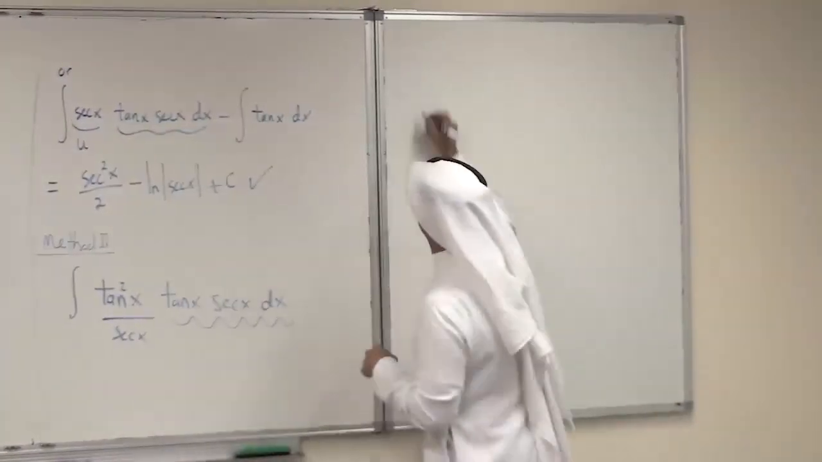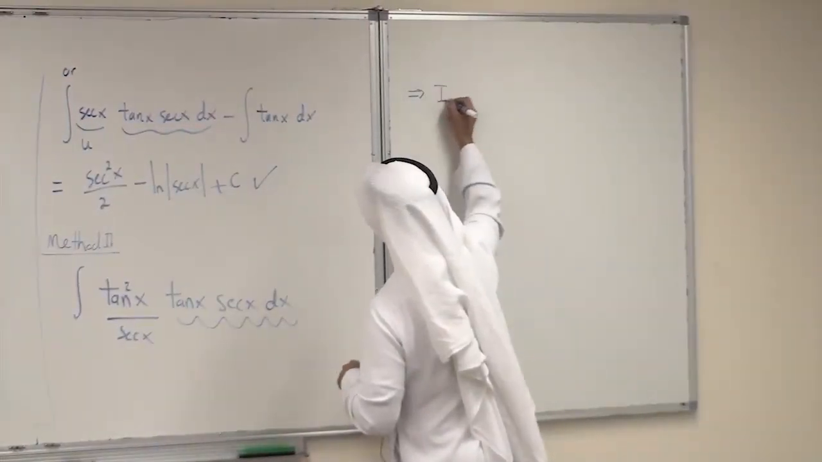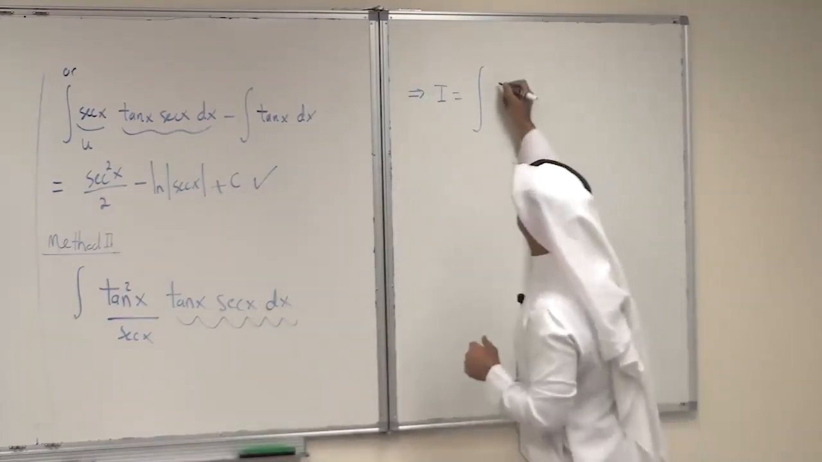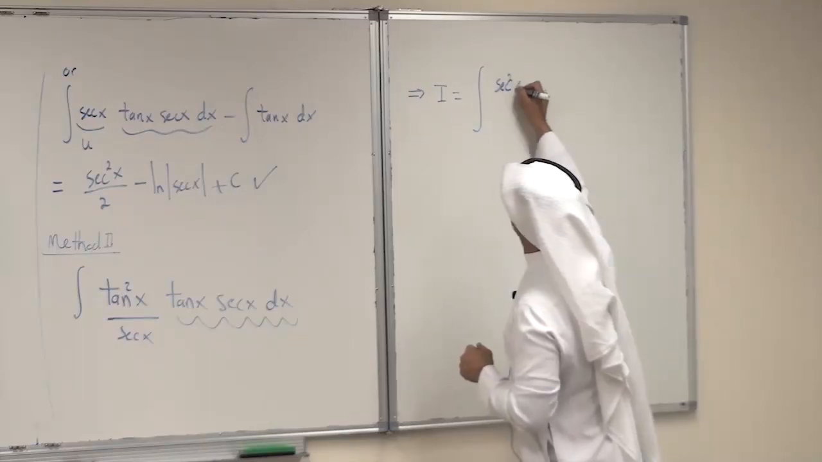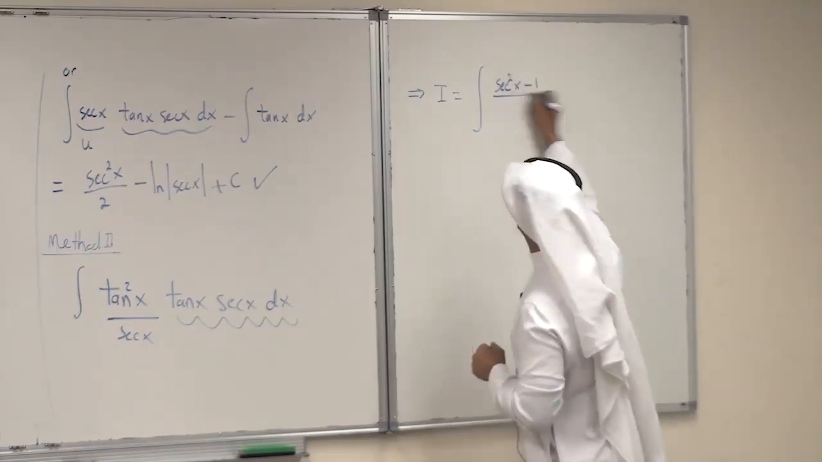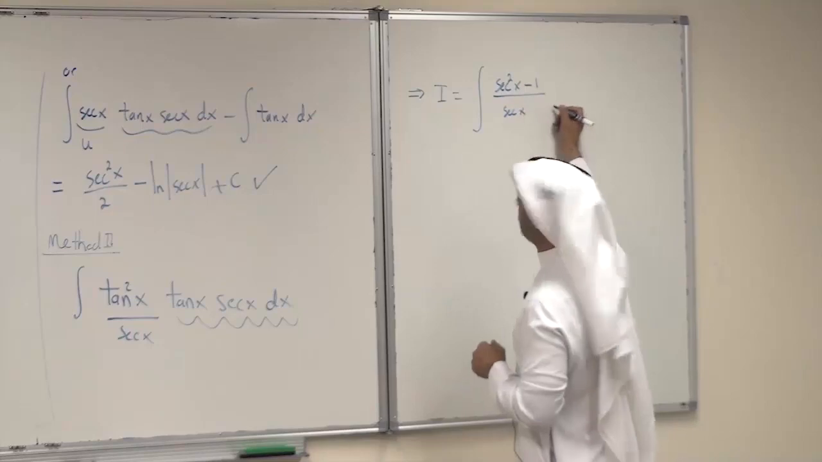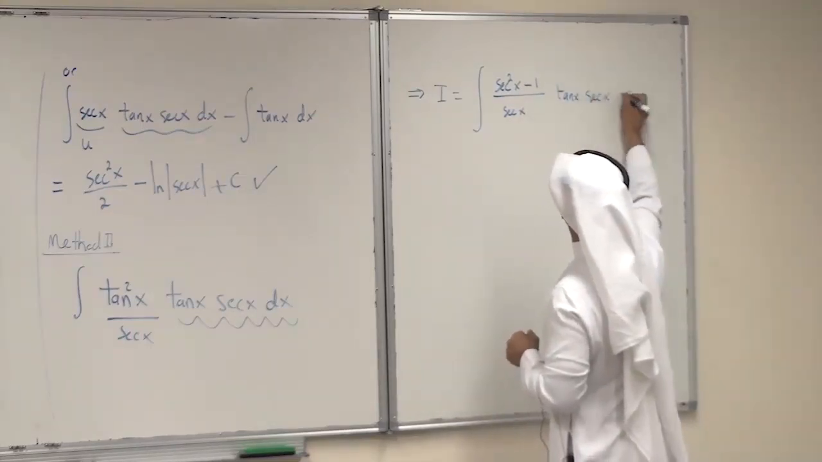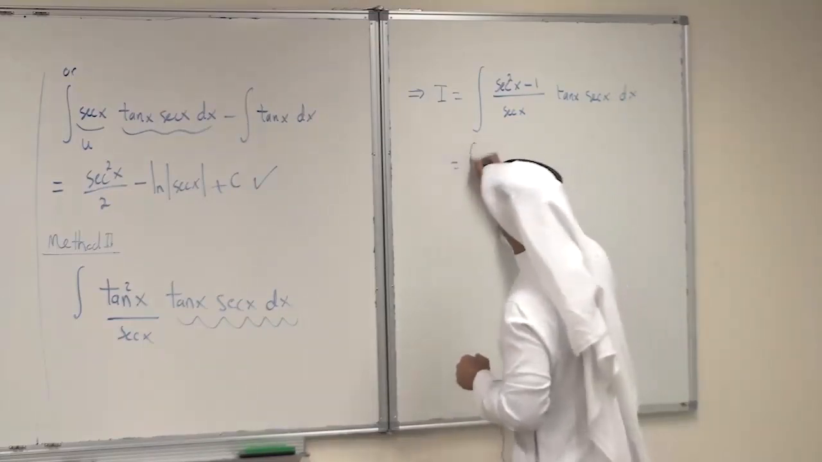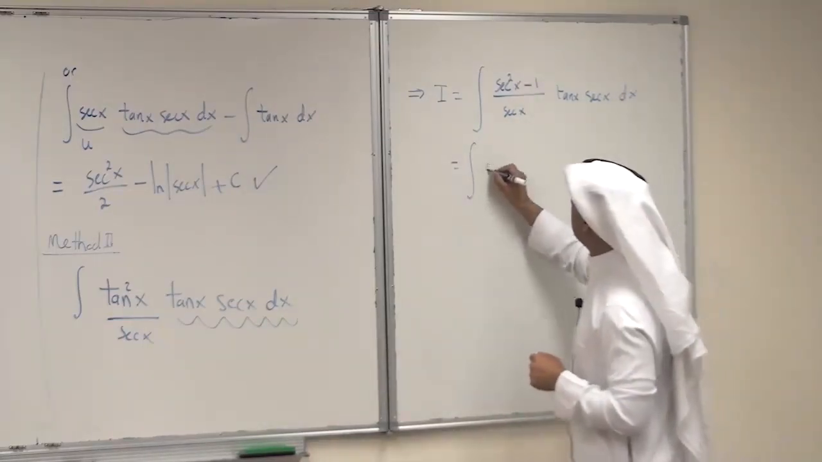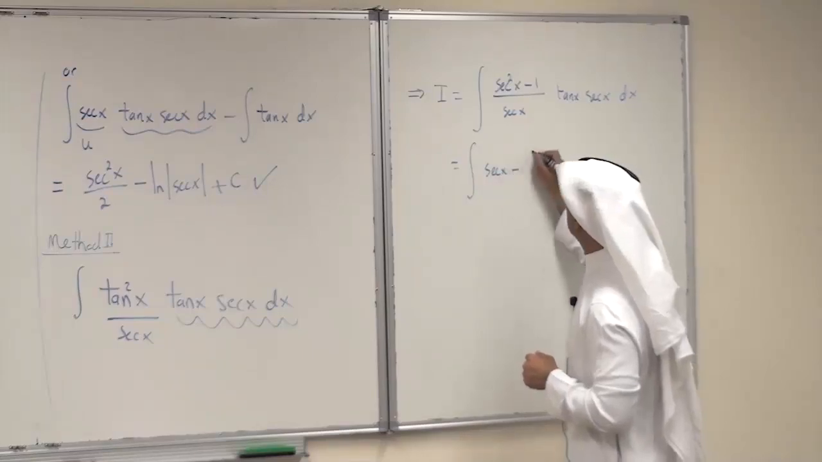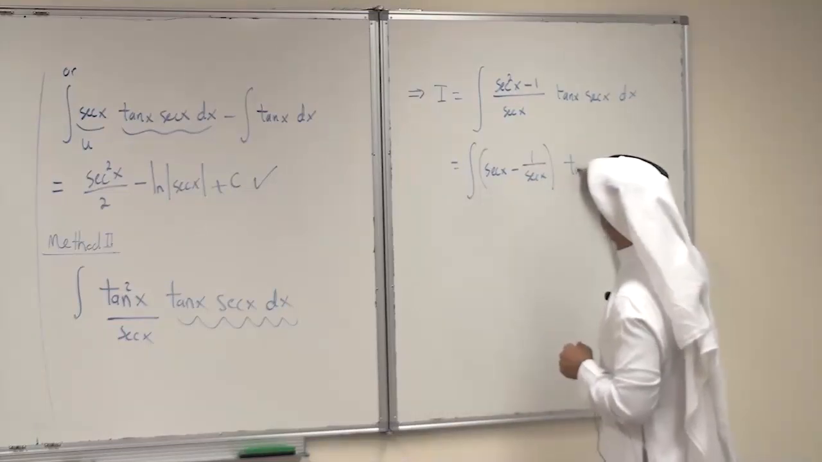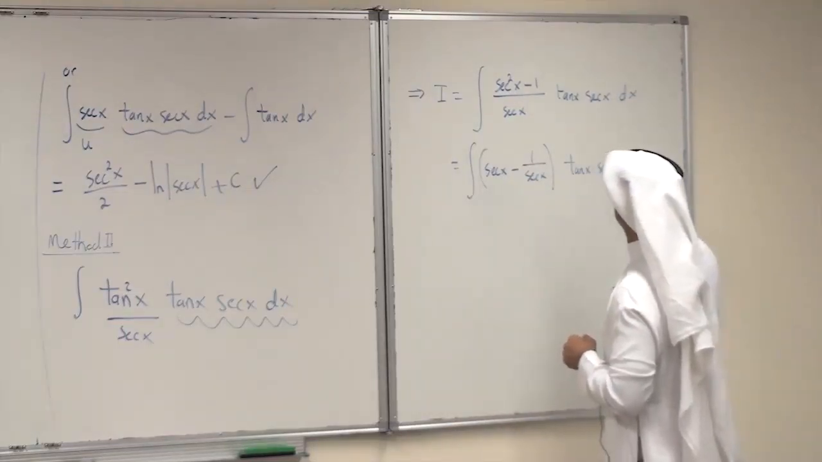This implies our integral is equal to the integral of, look, tangent squared is secant squared of x minus 1 all over secant of x. And that is multiplied by tangent of x, secant of x dx. Fine, interesting. Let's look at it here. Secant squared over secant, that is secant of x minus 1 over secant of x. Everything here multiplied by tangent of x, secant of x dx.